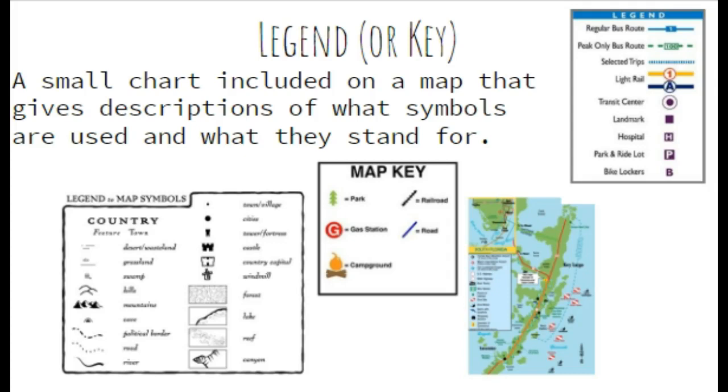Legend, or key, a small chart included on a map that gives descriptions of what symbols are used and what they stand for. It could be listed as just a map key, it can give you roads. There's lots of information that a legend or key can give you.